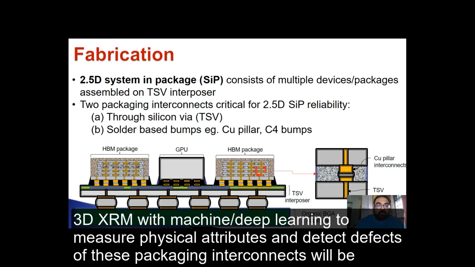Now, 2.5D systems in package consists of multiple device and package assembled on TSV interposer. In this work, we are essentially going to be focusing on 2 packaging interconnects: through silicon vias, TSVs for short, and solder-based bumps. Essentially, we'll be looking at memory and logic bumps in this talk. And it's very important that we can integrate some machine learning, deep learning to measure these physical attributes and detect the defects of these packaging interconnects, because it will be beneficial for the development and manufacturing processes of this 2.5D systems in package.